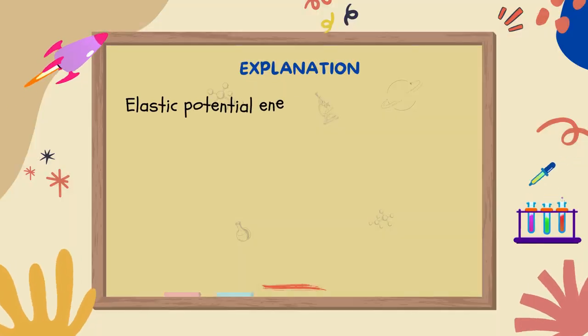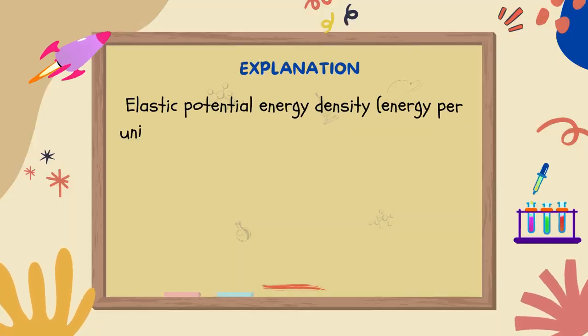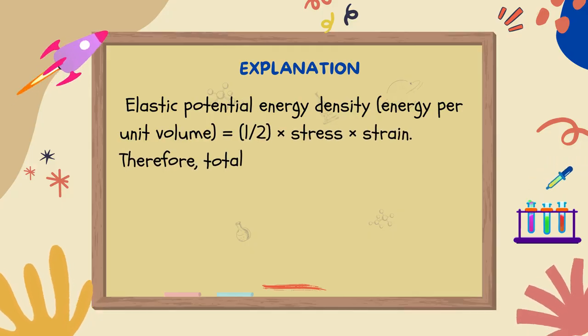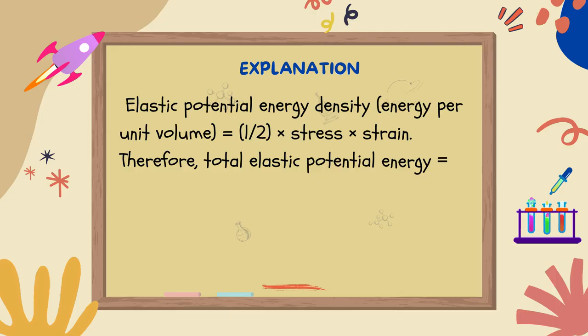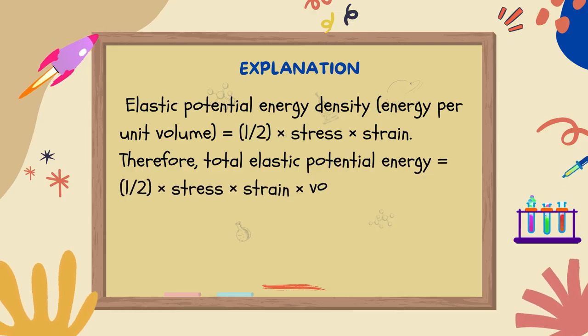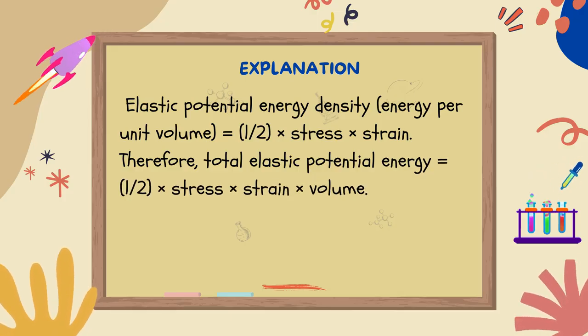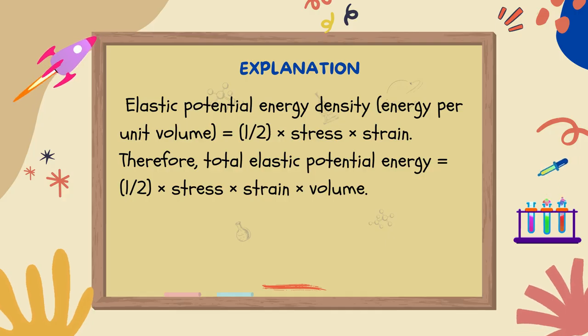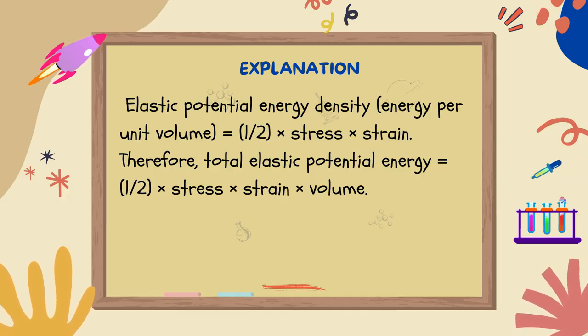Explanation: elastic potential energy density equals (1 divided by 2) times stress times strain. Therefore, total elastic potential energy equals (1 divided by 2) times stress times strain times volume.